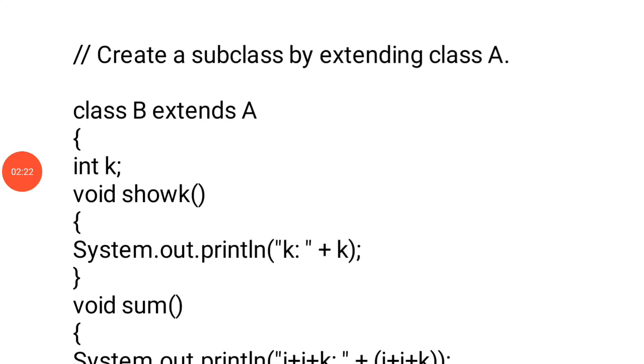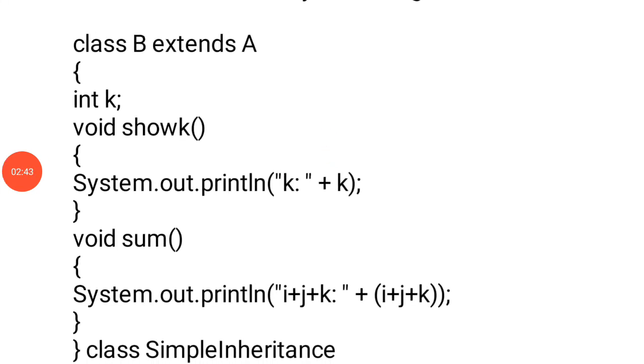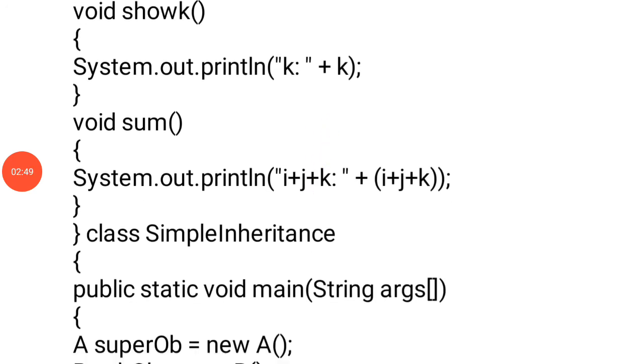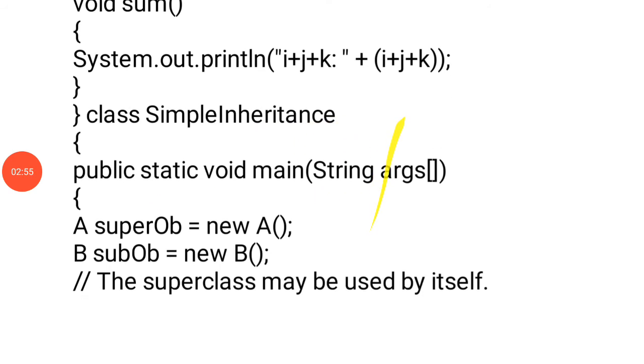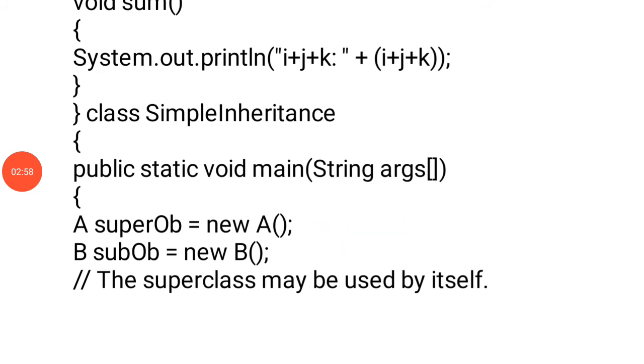As we have already discussed, the syntax to inherit is class keyword followed by the name of the subclass, extends keyword followed by the name of the superclass. Again we have the body of class B, wherein I have declared one more instance variable k, which is specific to B, and two methods in class B, that is show k and sum. Thereafter I have a class SimpleInheritance, then I have a main method. Within main I am creating an instance of the superclass and an instance of the subclass. That means an object of the superclass and an object of the subclass.